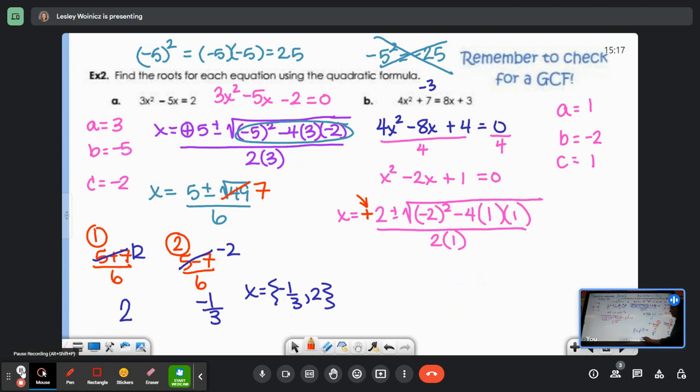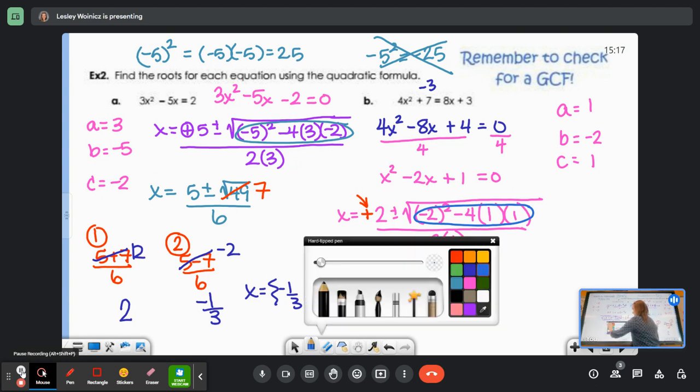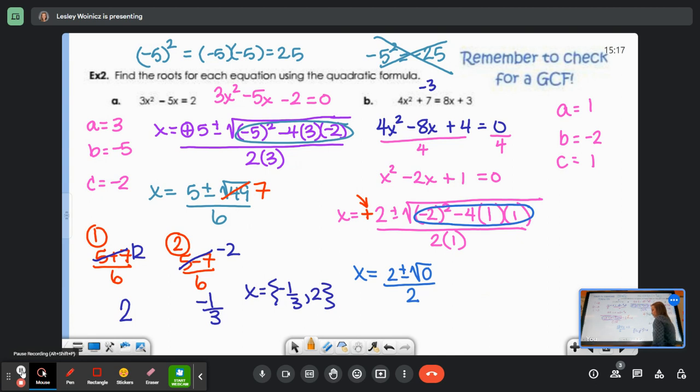Okay, so when you put this in your calculator, would you do that now? What do you get? You should get 0. X equals 2 plus or minus, oh my goodness, 2 plus or minus the square root of 0, the whole thing over 2. Okay, ask your calculator what the square root of 0 is.